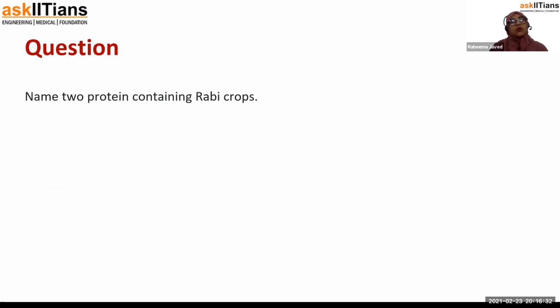And now we will begin with the questions. So the first question is, you have to name two protein containing rabi crops. So the two protein containing rabi crops are gram and pea. So you can give other examples also. So if you're thinking about other rabi crops which are high in protein, then you're probably correct.